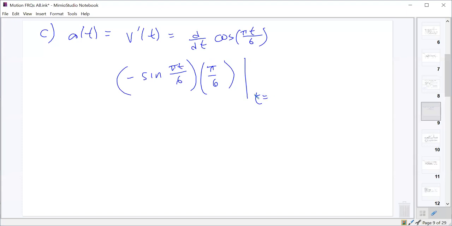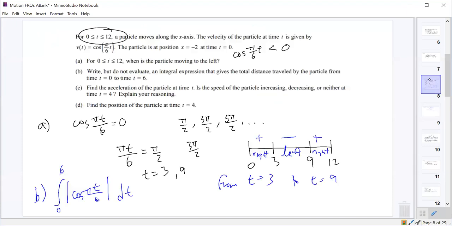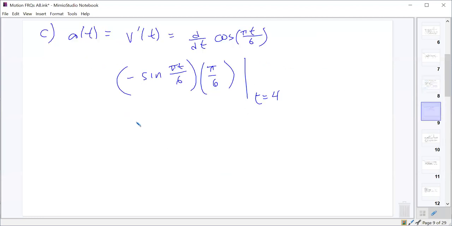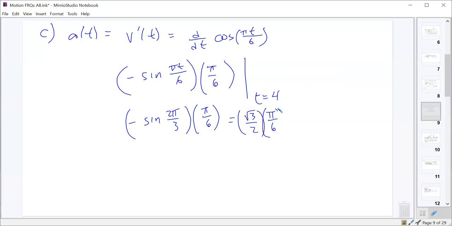At t equals 4? Yes, 4. Acceleration at 4. So we just plug it all in. Negative sine 4 pi over 6, which is negative sine 2 pi over 3, times pi over 6. What is the sine of 2 pi over 3? We have root 3 over 2 times pi over 6. If you leave it like that, that's fine. I would probably just write it as pi root 3 over 12. But negative, right? Oh, sorry, I forgot my negative. Thank you. Yeah, negative pi root 3 over 12.